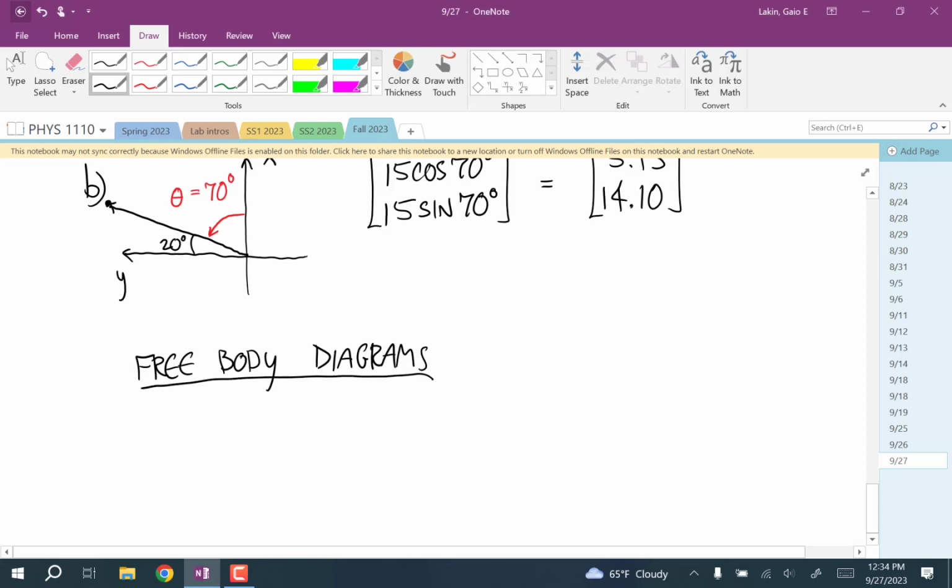One of the first years I taught this class, somebody came up and asked me about the free base diagrams, and I was like, please don't tell people I'm teaching you about free base diagrams. What's the difference between free base and free body? Free base is like smoking cocaine. So I really don't want to be associated with that.